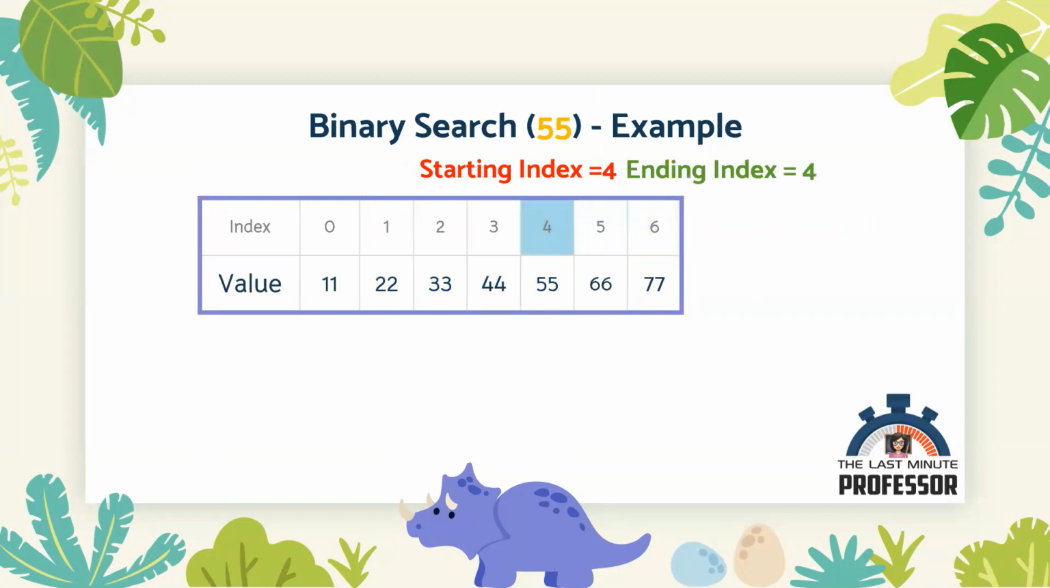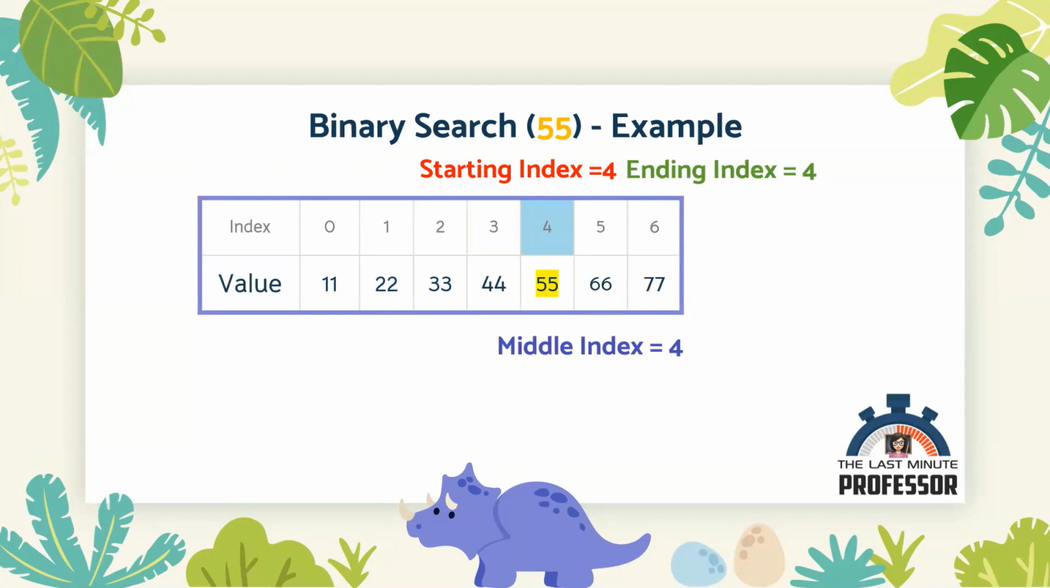We do not make any changes to our starting index. It is still 4. Now let us recalculate middle index. It is 4. Again, repeat the search. Is the middle element our search element? Yes. So you can return the index. This is how a binary search works when the element is present.